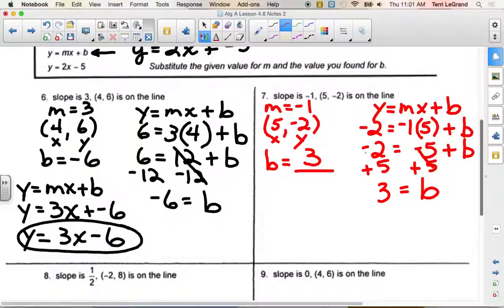And we are now ready to write the equation. You're going to think that you're done after you get that b, but you're not quite done. You've got another step to do yet. Now you still have to write the equation. So now we go to y equals mx plus b, and the only thing we want are the m and the b replaced in it. So we're going to say y equals -1x plus 3.